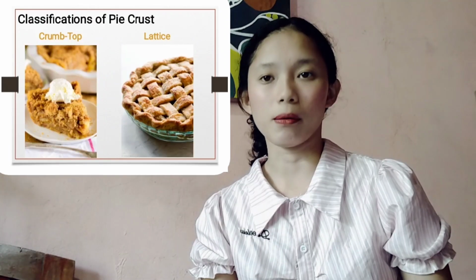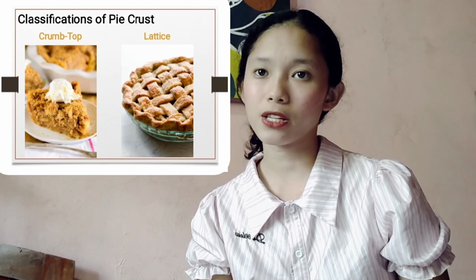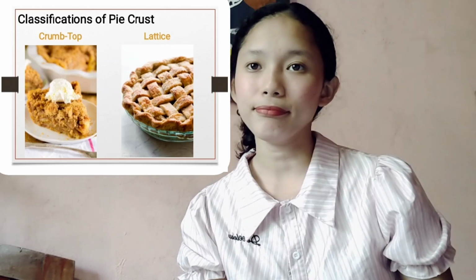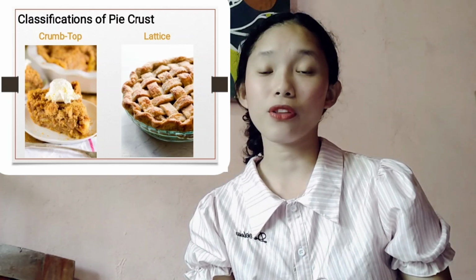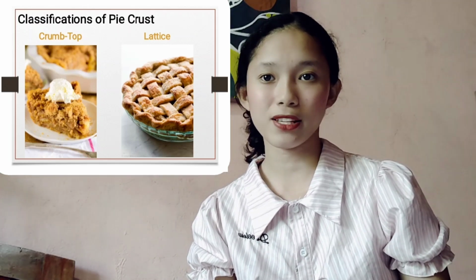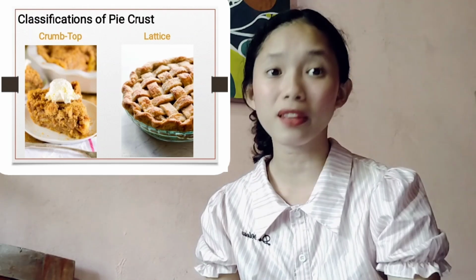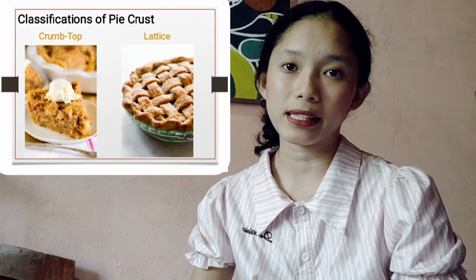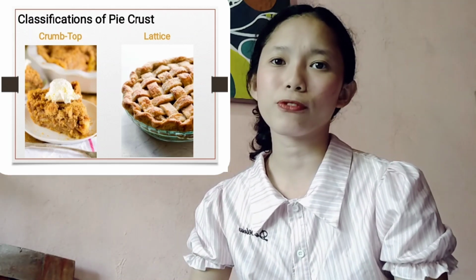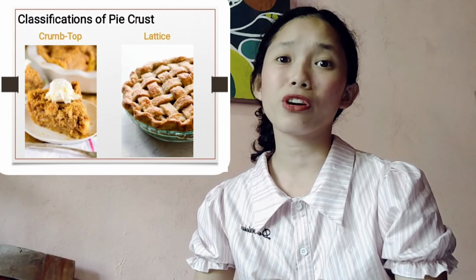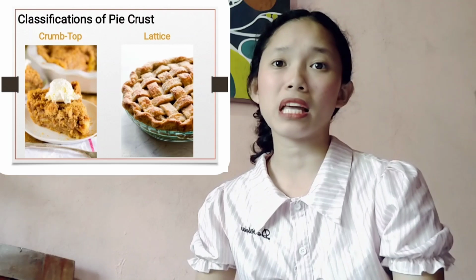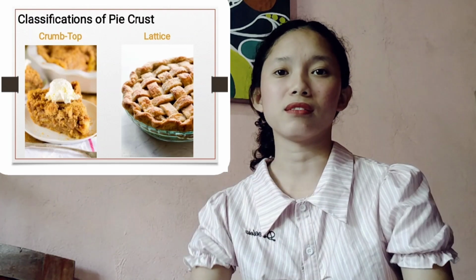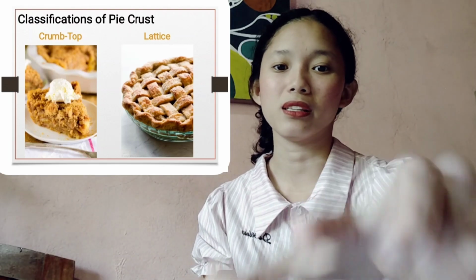Next is the crumb top. When we say crumb top, it is described as a crumb on the top of the pie. Okay, so you can see in the picture that there's a crumb at the top. That's what we call crumb top. And then the next is lattice. When we say lattice, it refers to the decorative style. It's not a cutout, but it's a lattice, since it forms like a banig.